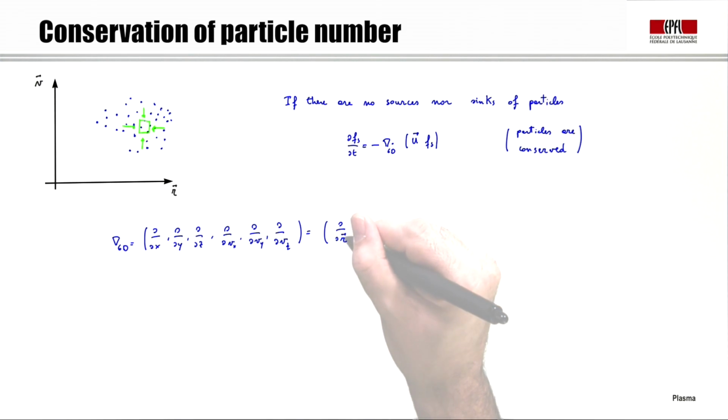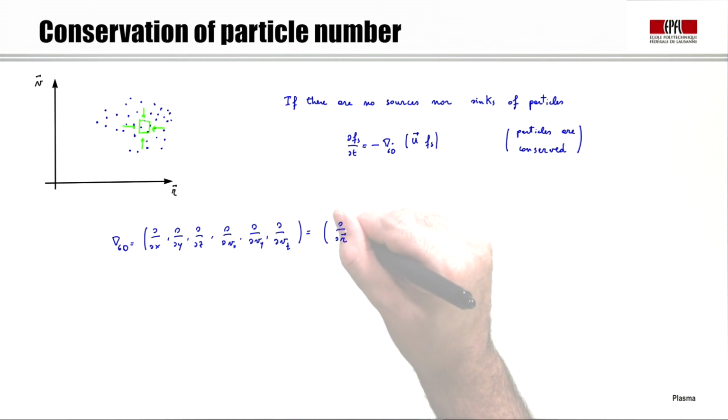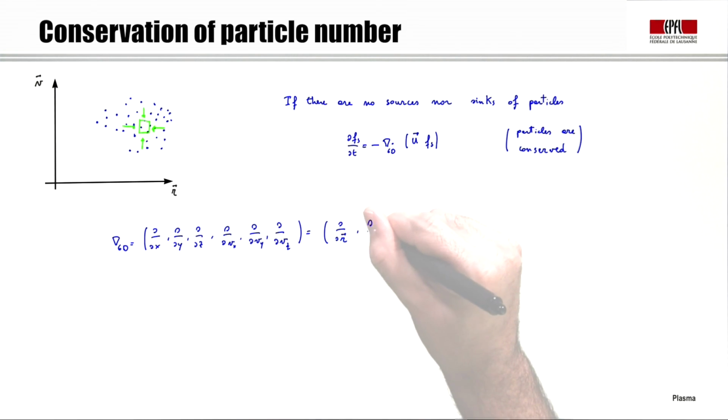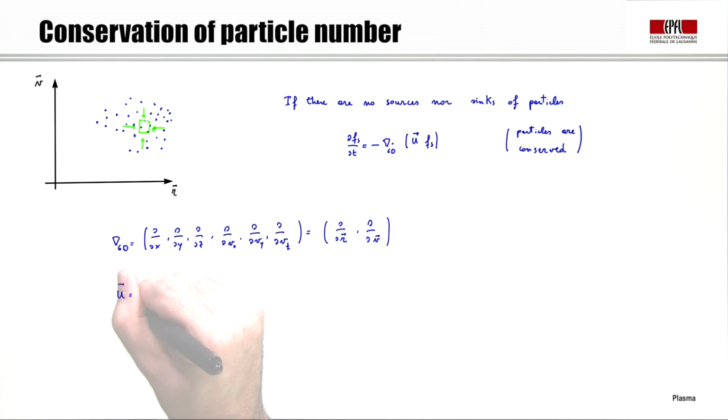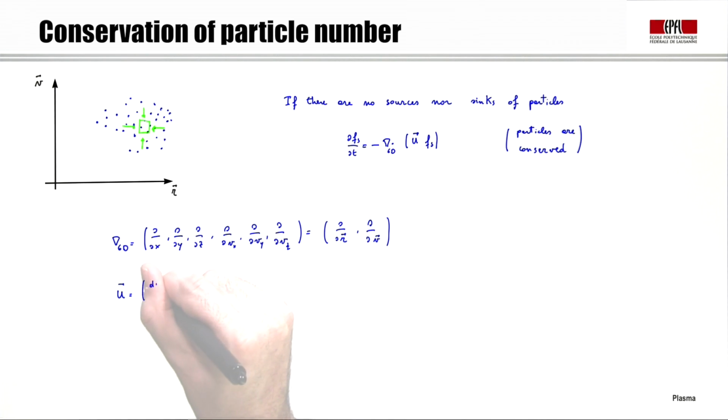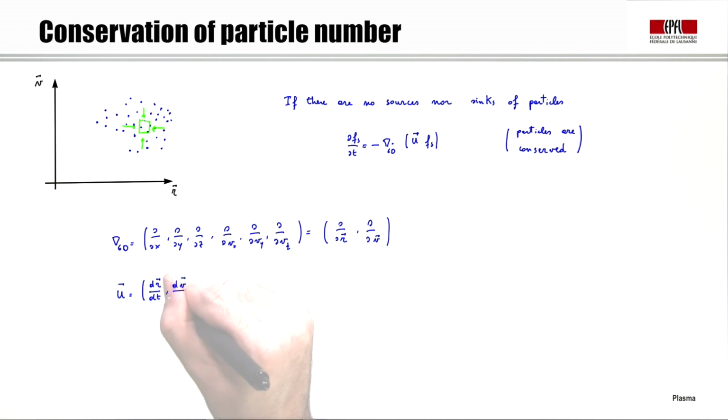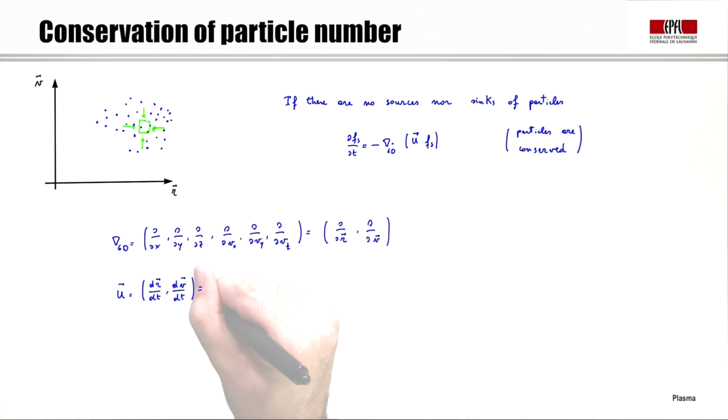which is also equal, and we will shorten this as the nabla operator in configuration space that I will write as d over dr, and the nabla operator in velocity space that I will write as d over dv. Now u, what is u? It is the derivative of r with respect to time and of v with respect to time.